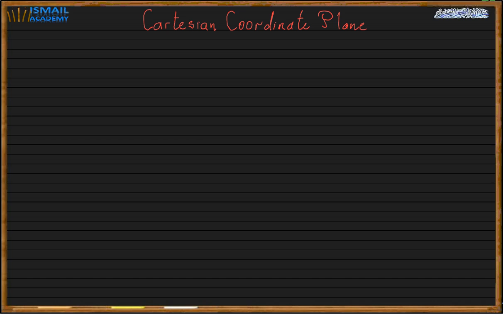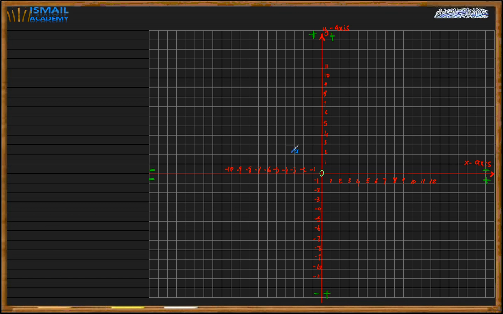So the lesson today is about the Cartesian coordinate plane. We are going to learn about the Cartesian coordinate plane. So what is a Cartesian coordinate plane? In fact, as you see on the board, this is an example of a Cartesian coordinate plane.